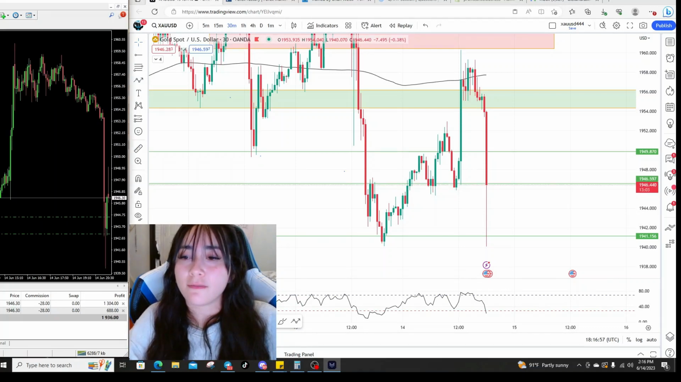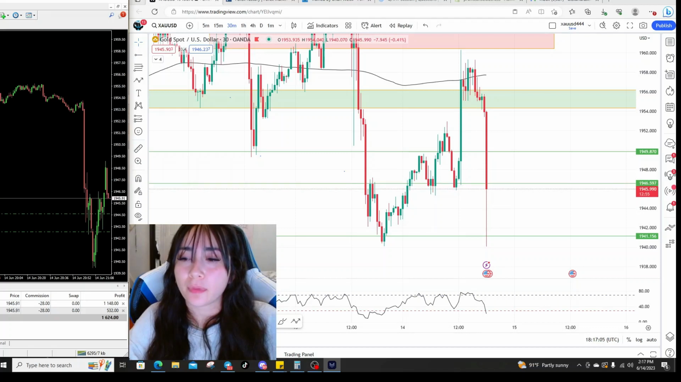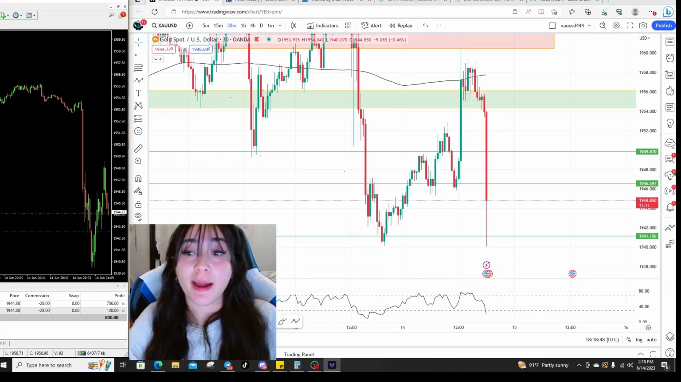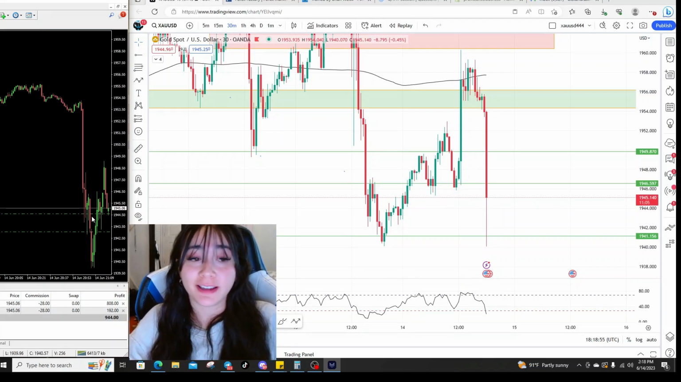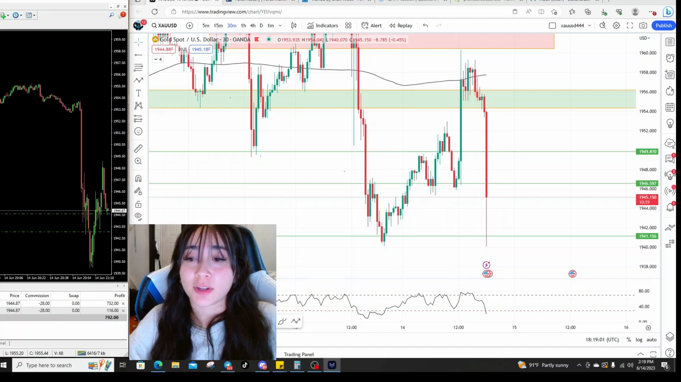Let me see how this 5 minute is looking. All right, looking down a little bit. 5 minutes still has some time to close though. All right, so we're back at one of my entries here. So I am still expecting price to use this level again and come and test this little resistance it's made here. So yeah, let's observe the price action.